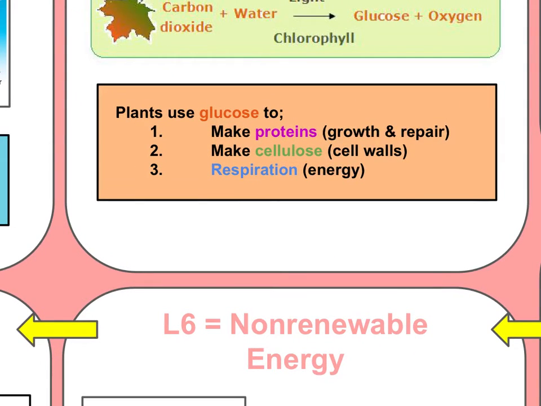Why do they need glucose? Well, plants need glucose to make proteins for growth and repair, to make their cell walls, this stuff called cellulose, and obviously to make energy through the process of respiration.